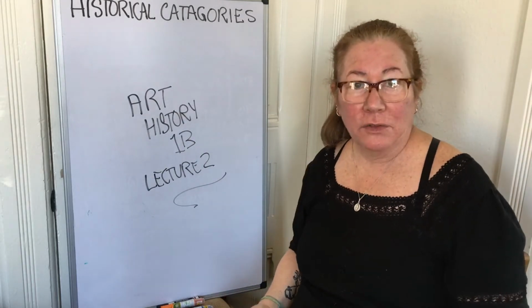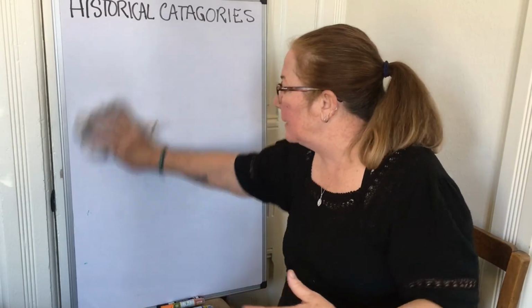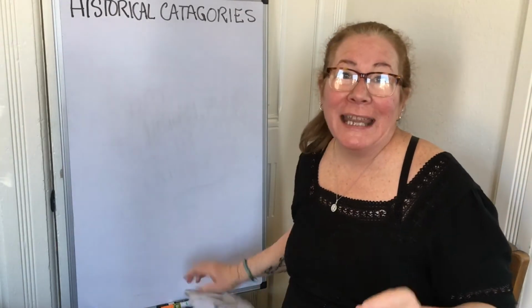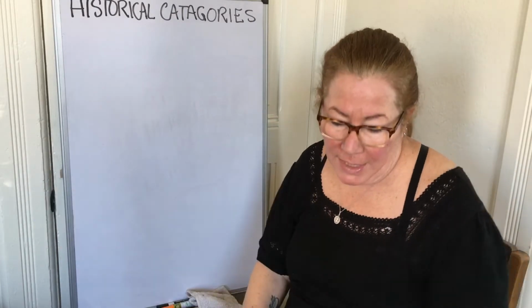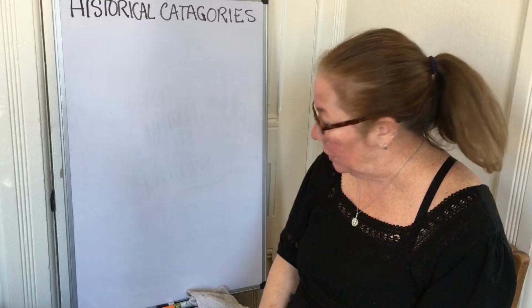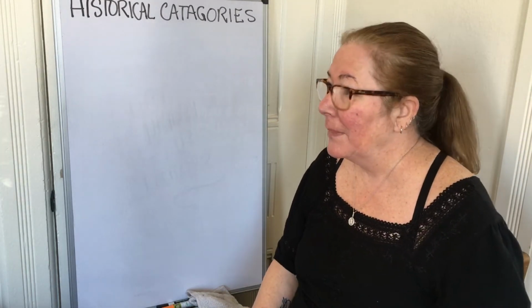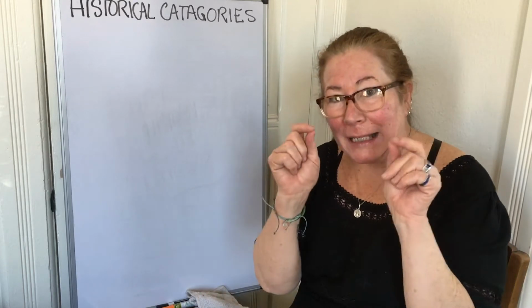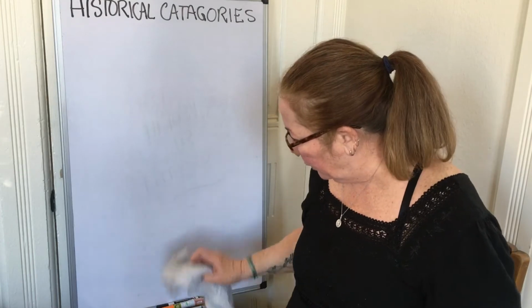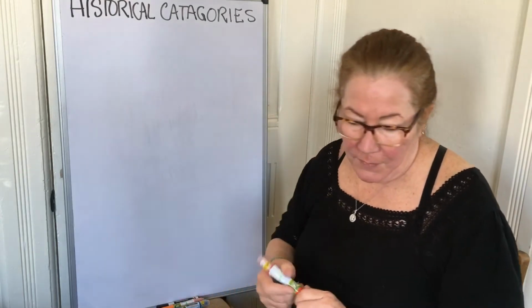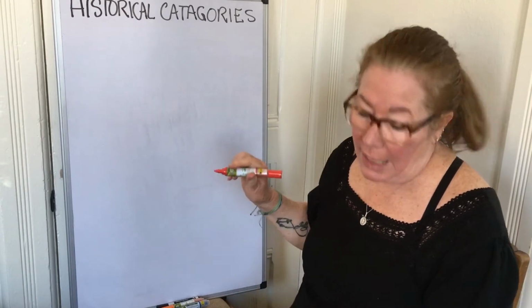This is Art History 1B and lecture number 2. Keep in mind that these are mini lectures. This is part of a larger lecture, and to keep it quick, fast-paced, and in digestible little bites, I'm doing shorter little lectures. Lecture number 2 is going to start off with some definitions in our historical categories.